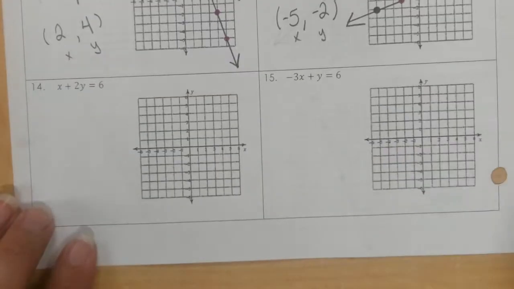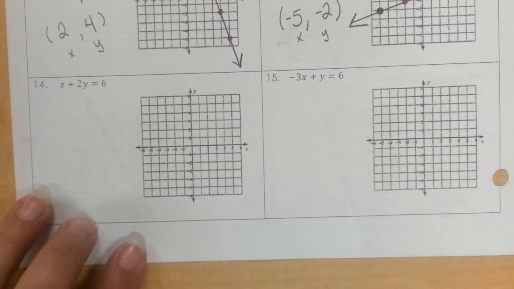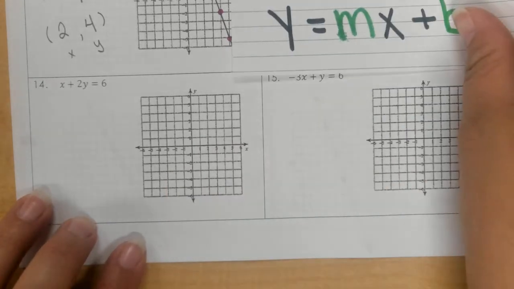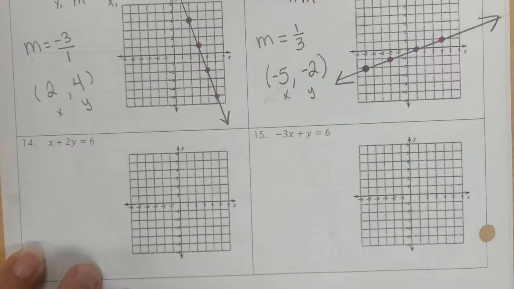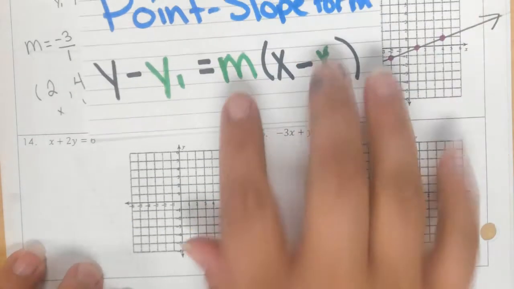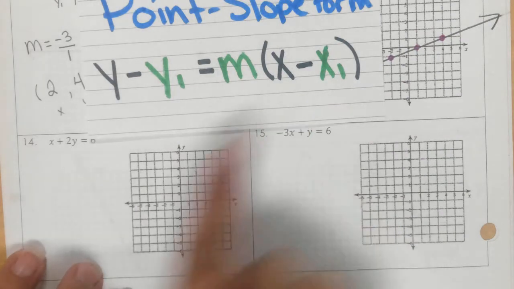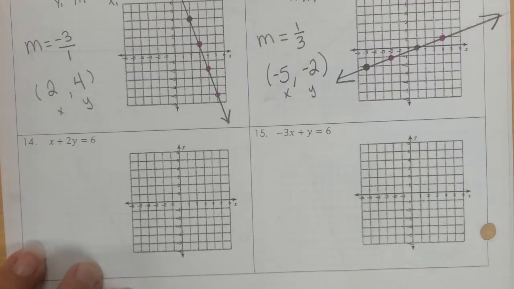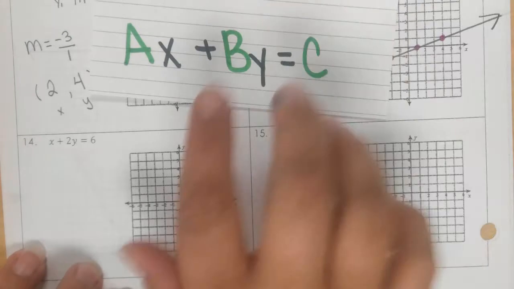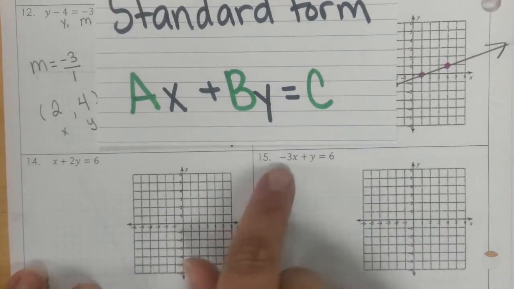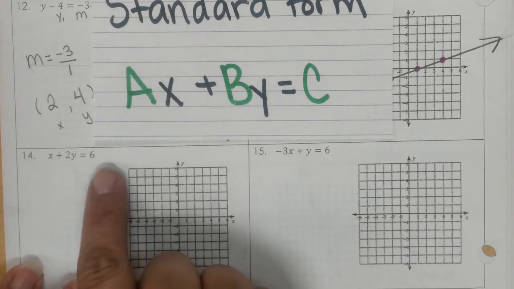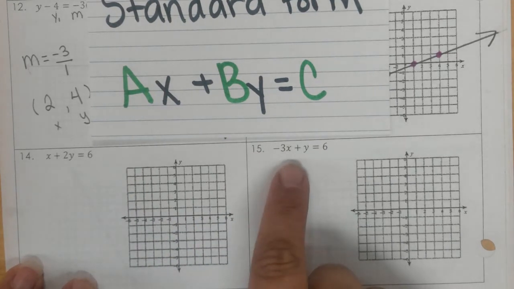For the bottom two, these are not slope-intercept form because they have to have y by themselves, right? And these do not have y by themselves. They are not point-slope form because point-slope form has parentheses and this does not. So our last one that we're left with is standard form. Okay? And this is standard form because x and y are on the same side together. So that kind of works out there.